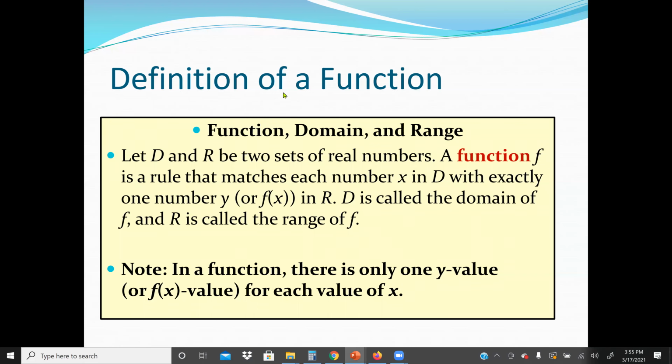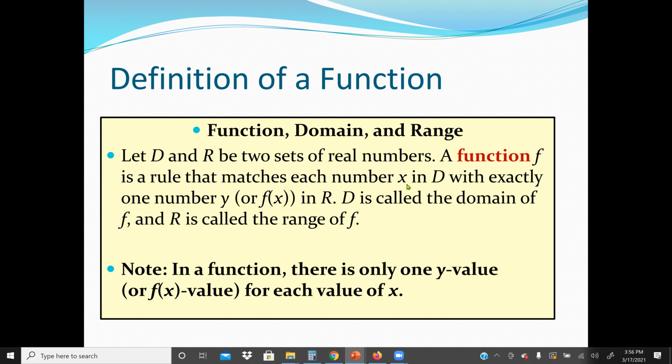First, we start with the definition of a function. Here we are going to explain the meaning of a function, the domain of a function, and also the range. Let D and R be two sets of real numbers. Then a function f is a rule that matches each number x in D with exactly one number y, or f at x, in R. D is called the domain of the function, and R is called the range of the function.